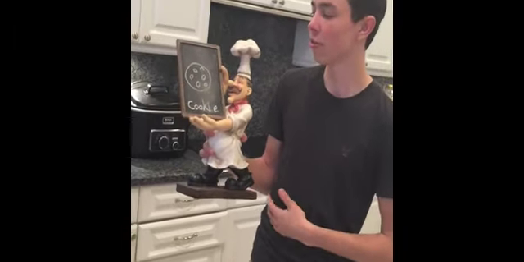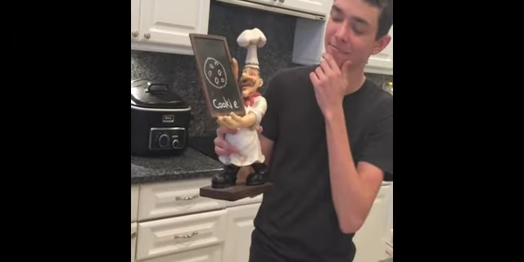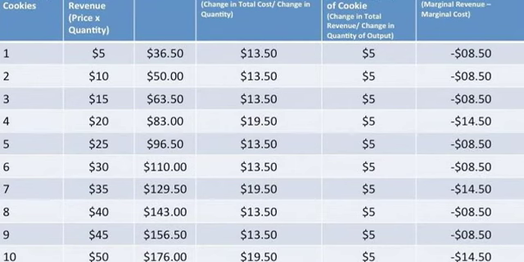Selling the cookies for $5 each, how do I know when to stop making cookies? Oh yeah, when producing, I have to make enough cookies so that the marginal cost equals the marginal revenue because of the optimal output rule. Christian will produce up to the optimum output rule because it is the profit maximizing point.